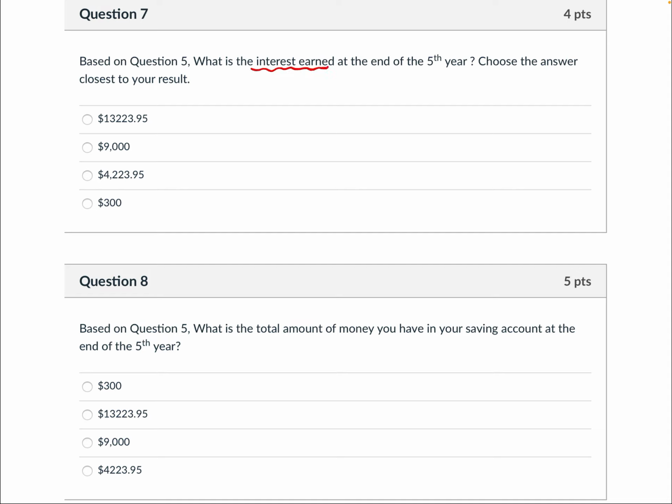Now you need to calculate the interest earned. So interest earned based on the formula is P times (1 plus I) to the power of N minus P. P is 9,000, 1 plus I is 8%, N is 5, minus 9,000 again. So the answer is 4223.95.